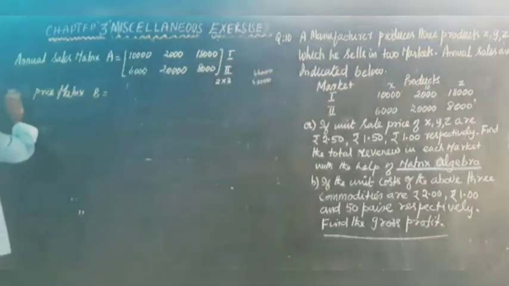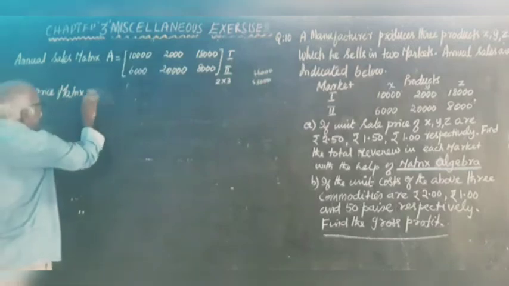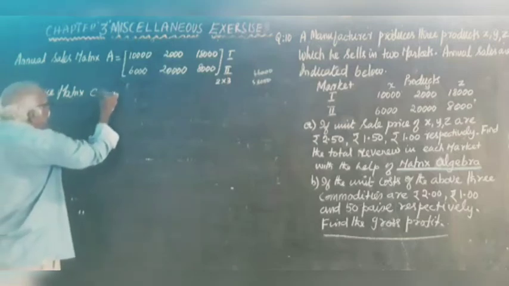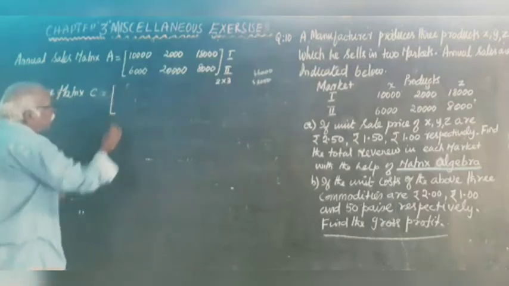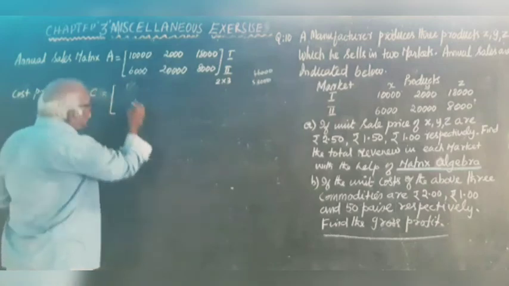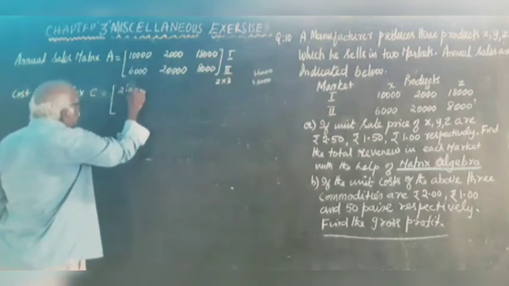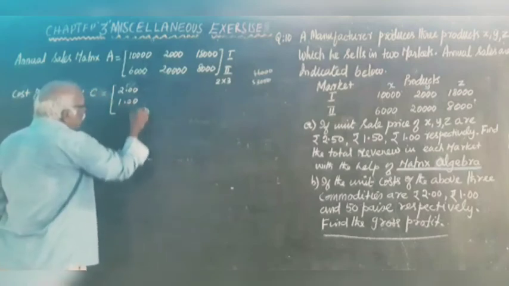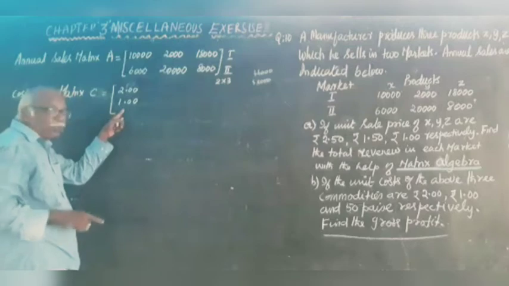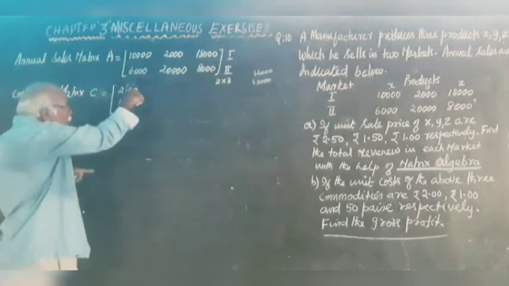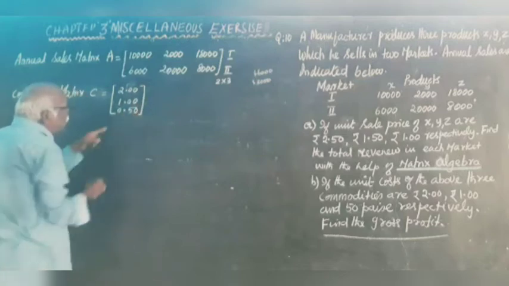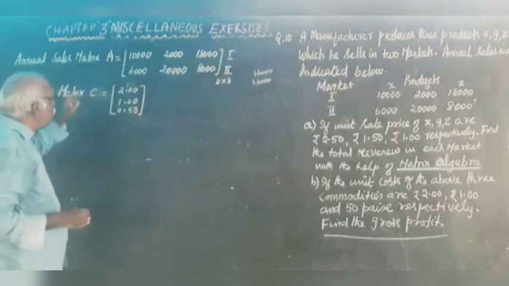Let cost price matrix be C. Cost price matrix C is equal to the cost price, again it is a column matrix: 2 rupees, then 1 rupee and 50 paise. We should not give 50 paise separately, all in a single unit. Rupee, it's also in rupee, 0.50 paise is 0.5 rupees. This is the cost matrix.